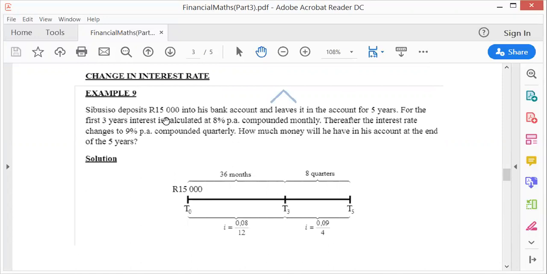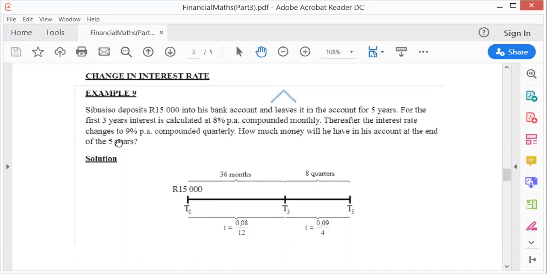Example: Sibusiso deposits 15,000 into his bank account and leaves it in the account for 5 years. So on the timeline, the period is 0 to 5 because it is 5 years. But for the first 3 years, the interest is calculated at 8%. So for the first 3 years, so it's T0 to T3, it is 0.08. Remember, 8%, 8 divided by 100. But now why divide by 12? Because they say compounded monthly. So I hope that makes sense.